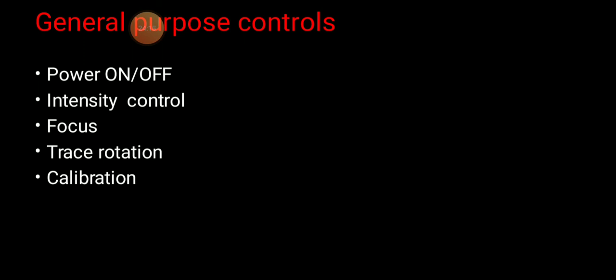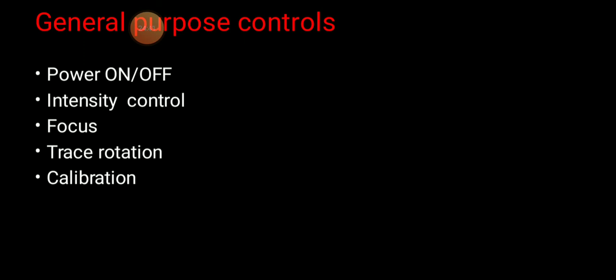Second one, intensity control. In the front panel of the CRO, you have one intensity control. The intensity control is a potentiometer which controls the negative voltage applied to the control grid. By varying this voltage, we actually control the number of electrons that are transmitted from the cathode of the electron gun in the CRT to control the intensity.